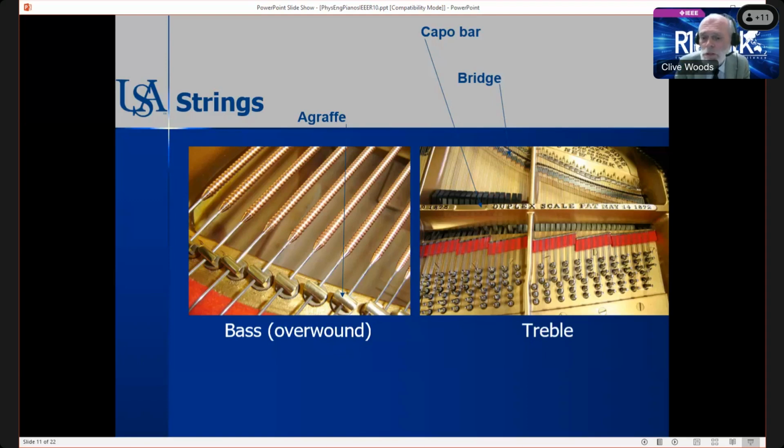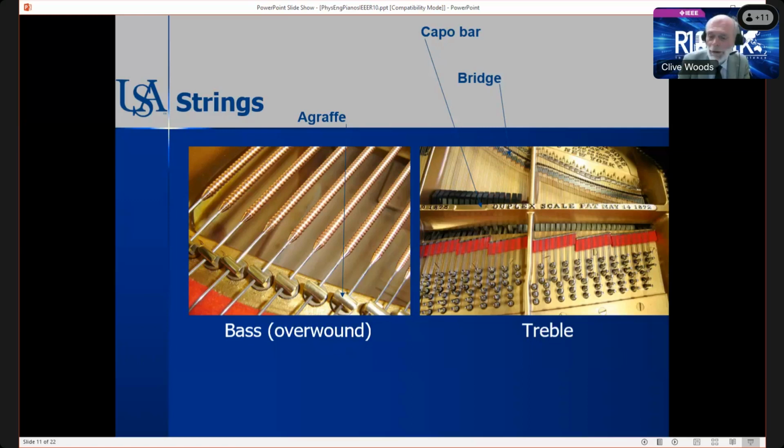And you can see the bridge at the back. All the strings go over the bridge. And in fact, the treble strings on some pianos don't go through agraffes. The front node is defined by what's called a capo bar. That's just basically a fairly sharp steel edge that also has the job of defining precisely where the speaking length of the string stops at the front.